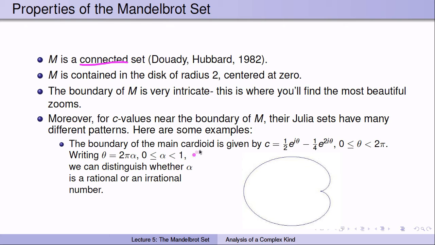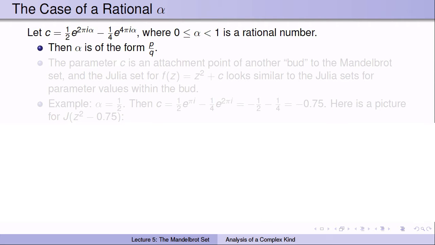The boundary of the main cardioid is given by the following equation, and you see a picture right here of what that looks like. Writing this angle theta as 2πα, we can distinguish whether alpha is a rational number or an irrational number. And it turns out whether alpha is rational or irrational makes a big difference in what the Julia set looks like. Let's start with a C value of the form (1/2)e^(2πiα) − (1/4)e^(4πiα), so on the main boundary of the Mandelbrot set, where alpha is a rational number.